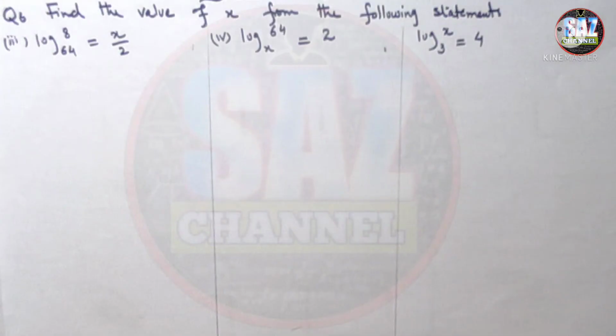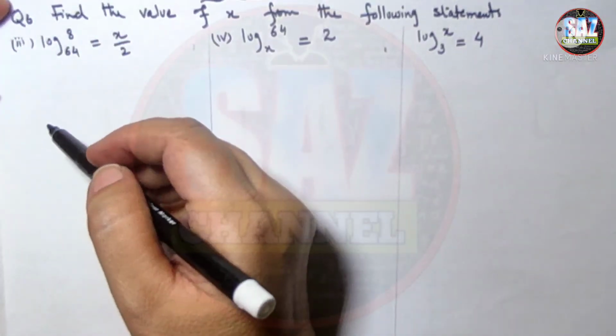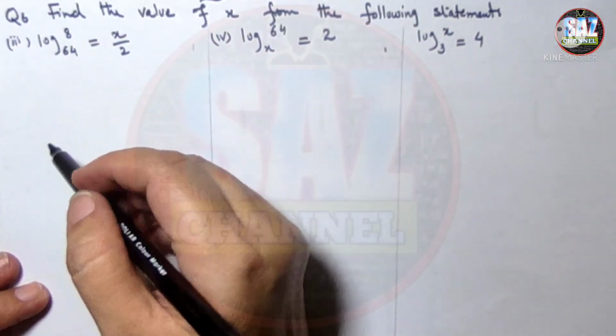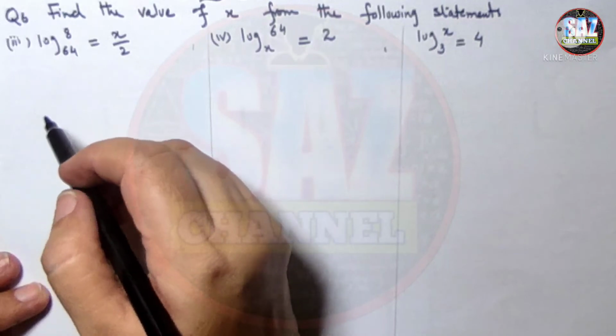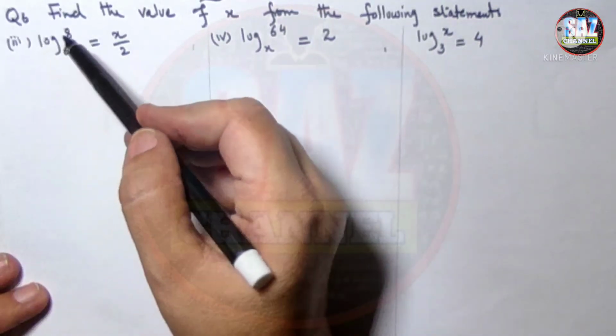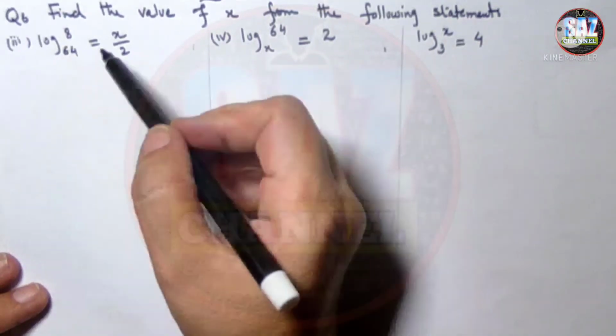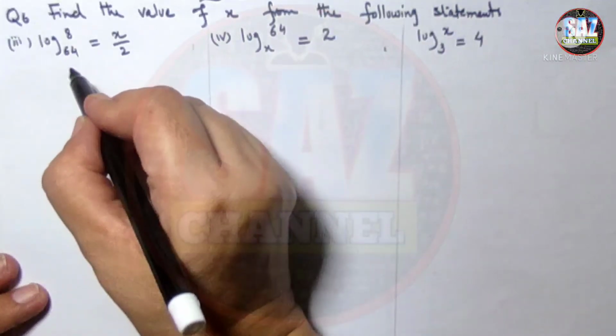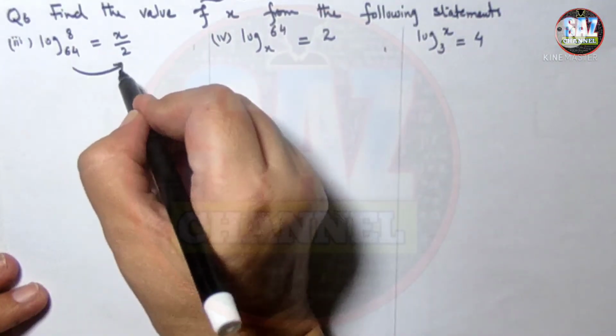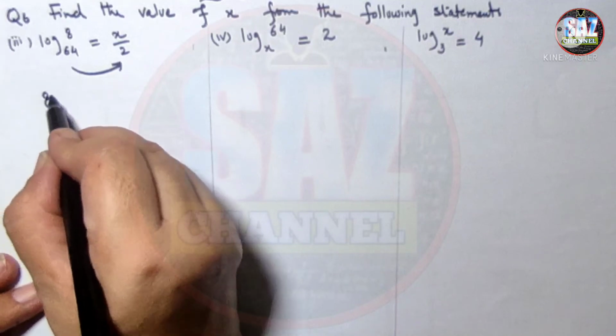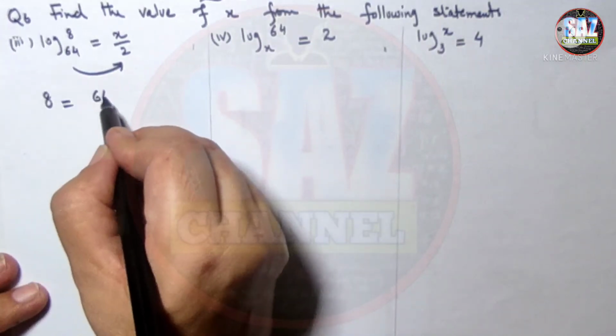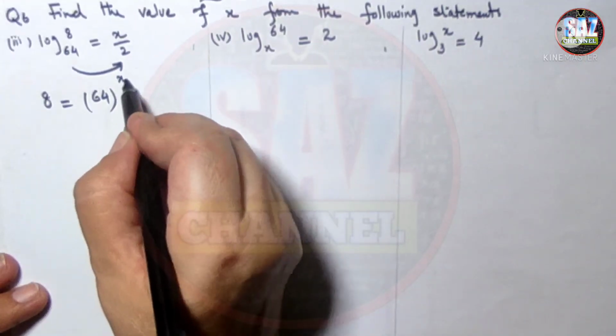Question 6 says find the value of x in each of the following statements. The equations given to us are in logarithmic form, and the simple rule that we have to apply is that we have to turn logarithmic equations to what form? The exponential form. The first question is log 8 to the base 64 equals x by 2. So first turn it into exponential form, that 8 equals 64 raised to the power of x by 2.